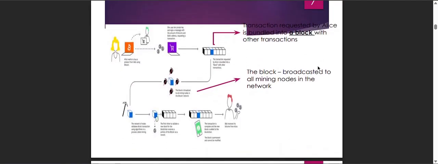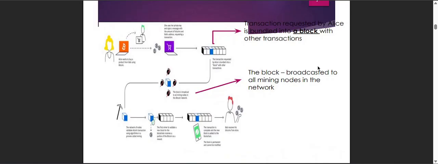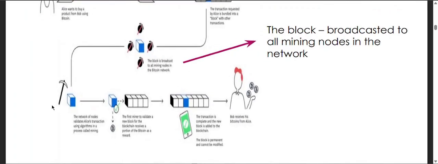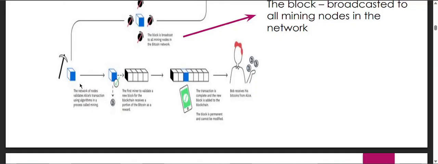As you can see in the diagram here, this is how the Bitcoin transaction happens. Alice wants to buy the product from Bob with Bitcoin. The transactions are stored in the form of transaction blocks, so each transaction is bundled into a block. This is broadcast to all the mining nodes in the network. The network nodes validate Alice's transaction by using algorithms in a process called mining.